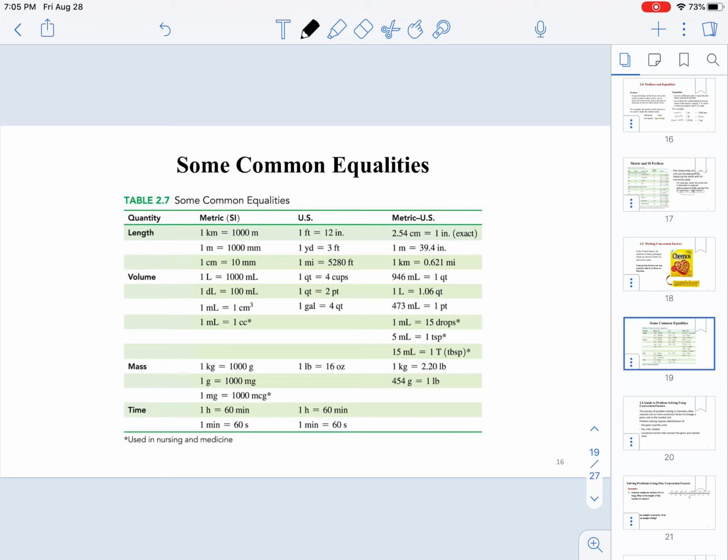Understand that if there is a relationship that you guys are required for a problem, but is not included in table 2.7, specifically for the US or the metric US, then I provide those. For the metric to metric, I'm going to show you guys the number line method. And that's how you're going to be solving those conversion factor problems. We're going to be practicing in a few moments.